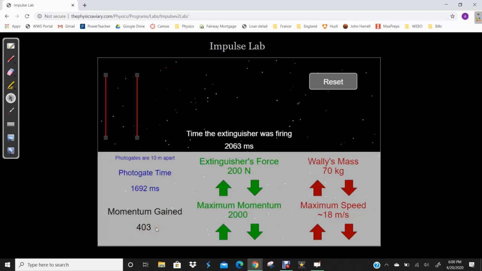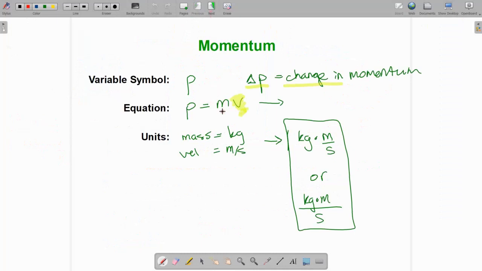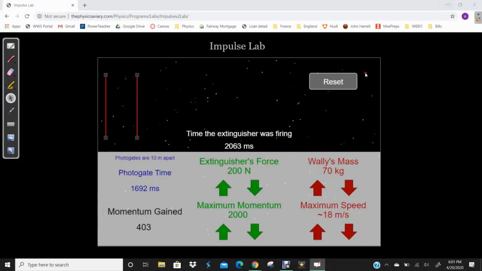Well, Wally's mass increased, right? So the same impulse was given to Wally. It was still 200 newtons of force for 2 seconds. So his change in momentum should be the same. Well, his mass increased. So what had to decrease there to balance that out? The velocity, right? So if we go back to those equations and look at momentum, it's mass times velocity, right? And if his mass went up, then his velocity has to decrease to keep the momentum the same. So you can see that the time over here that it took him to get through those gates was a lot longer.